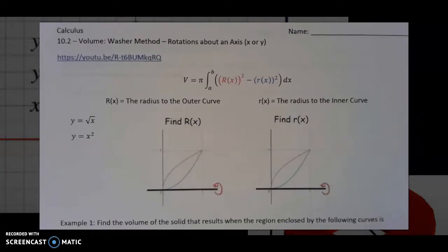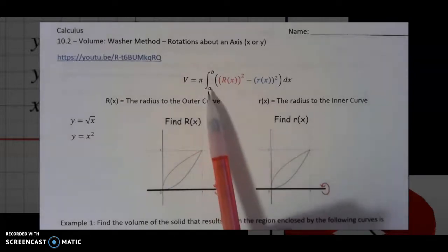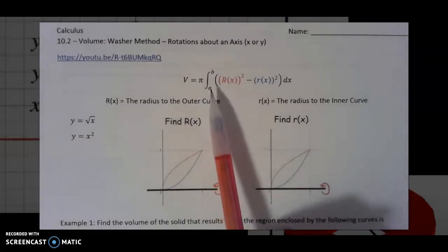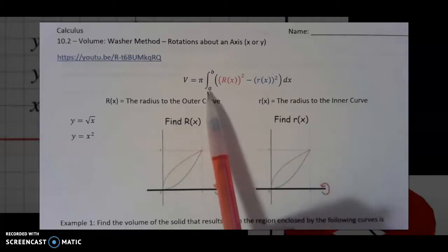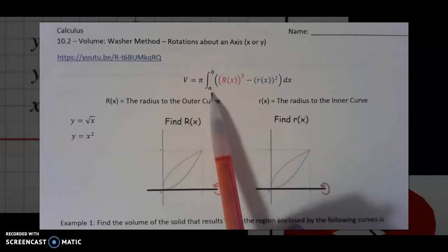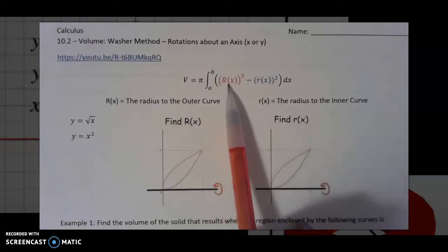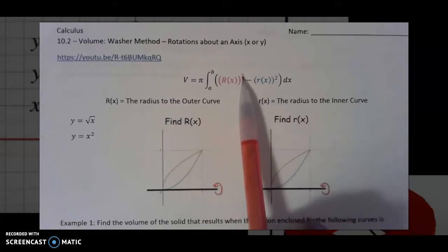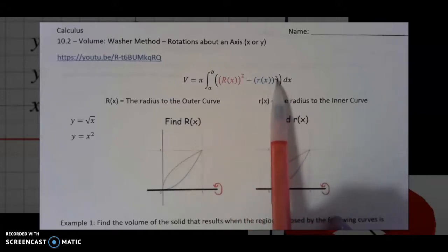Okay, so taking that, we're going to look at the notes page here. You'll see that I put the volume formula. Okay, you need to make sure you understand this is the volume formula that we're going to use when we have a washer that we're dealing with, when we're doing the washer method. You'll notice that it's a little bit different. So it has this, still the pi, then from a to b. Okay, so our lower limit to our upper limit, and that's of the shaded area that we are finding the volume of. Then this right here, the R(x) squared, and then minus the r(x) squared.